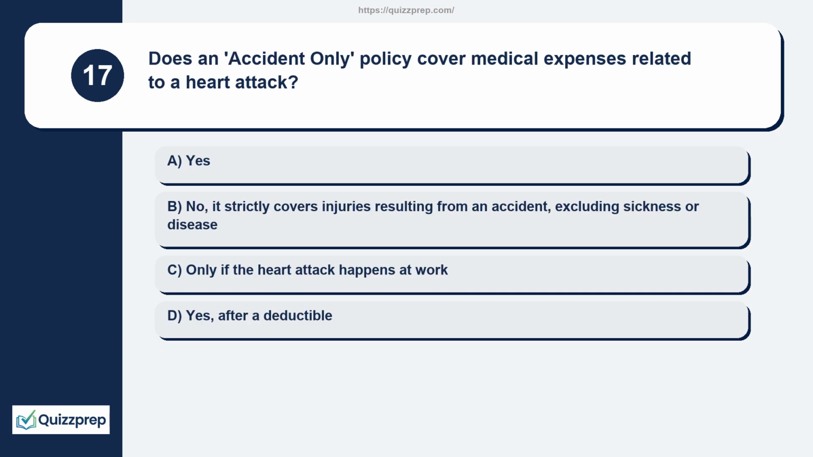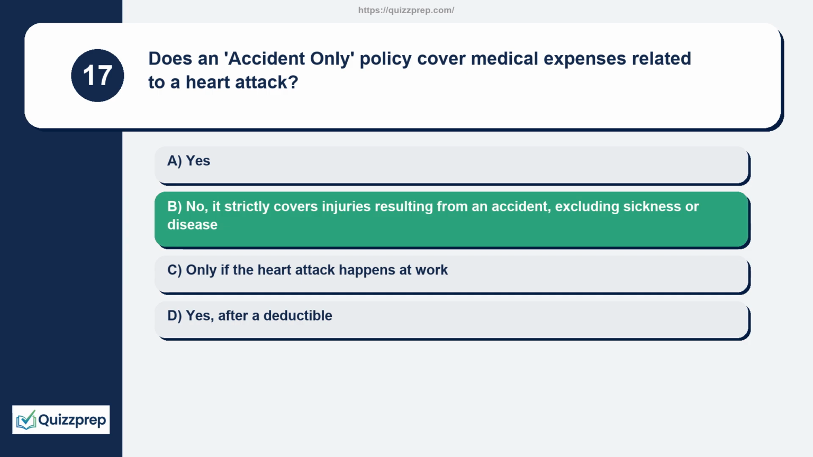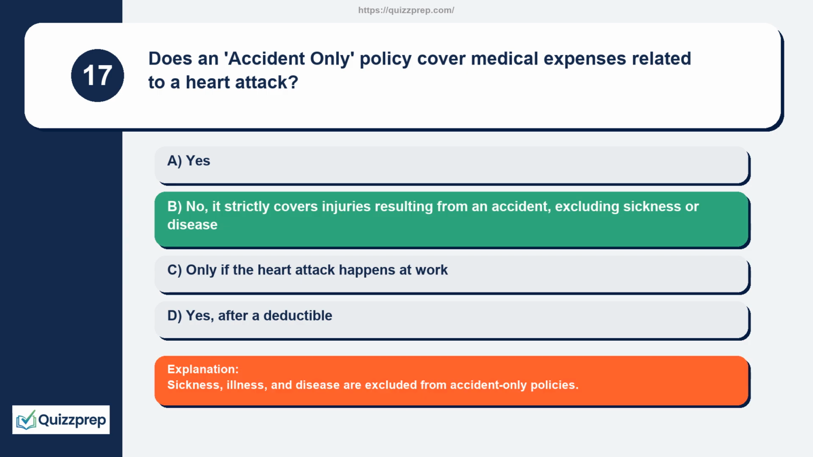Question 17. Does an accident-only policy cover medical expenses related to a heart attack? Yes. No, it strictly covers injuries resulting from an accident, excluding sickness or disease. Only if the heart attack happens at work. Yes, after a deductible. Sickness, illness, and disease are excluded from accident-only policies.